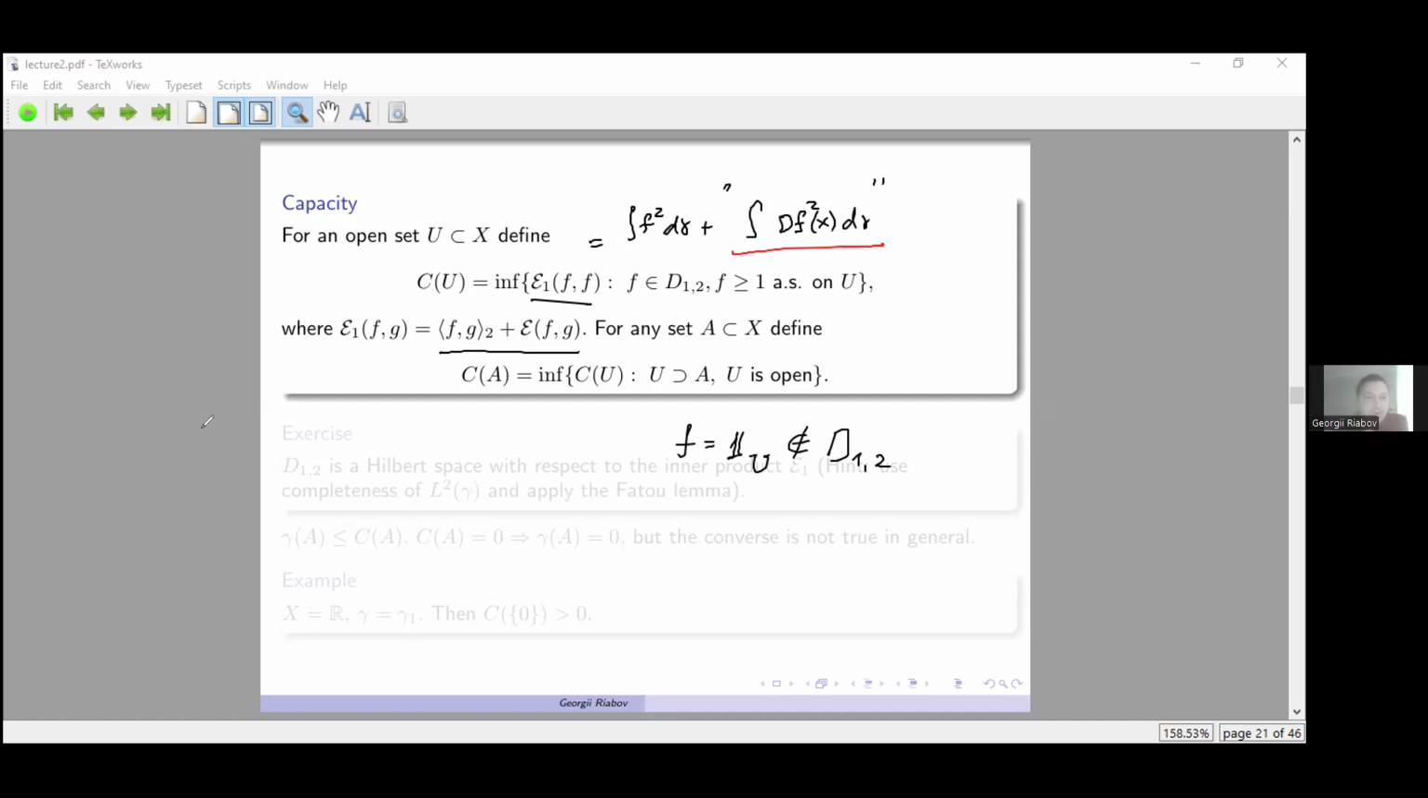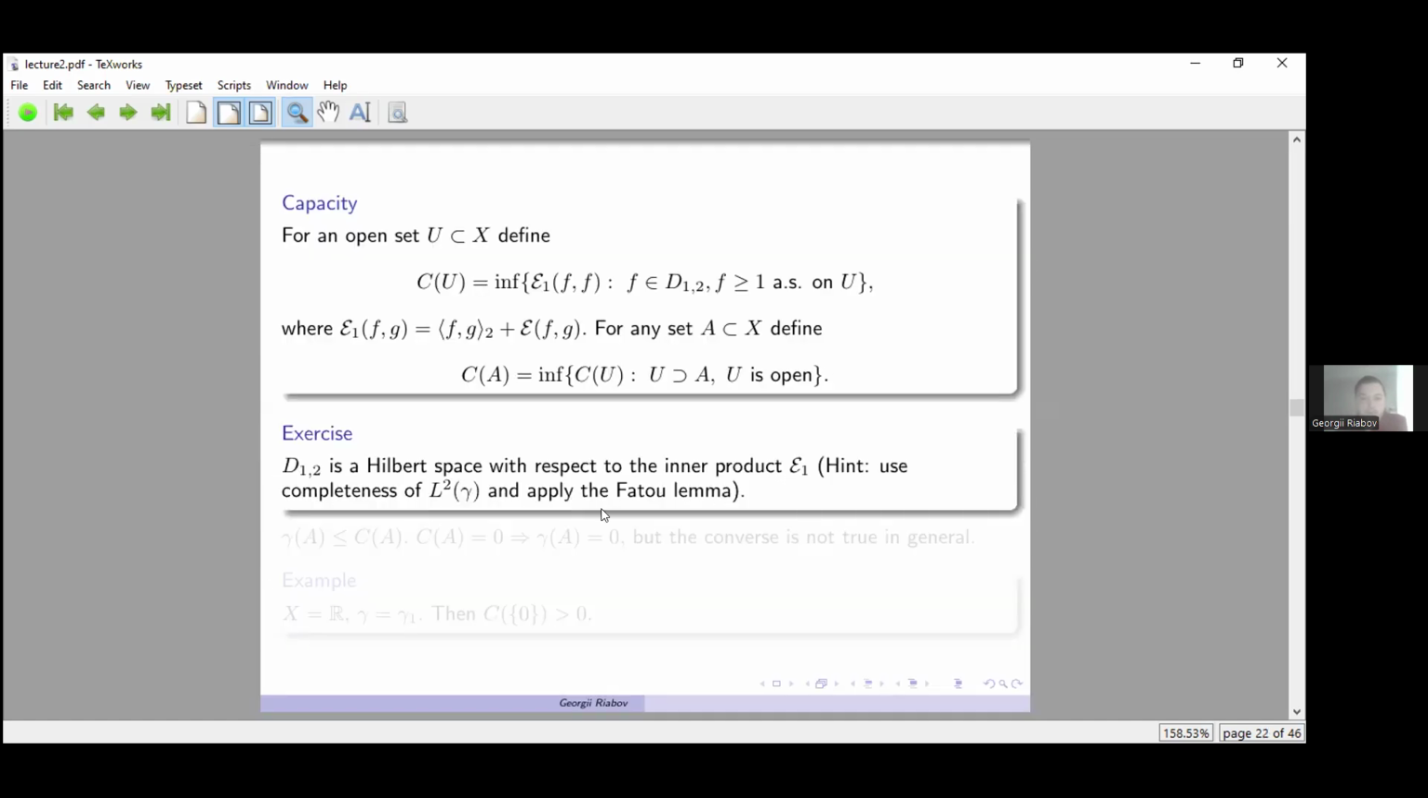Okay, and for an arbitrary set A, define the capacity of A as the infimum of capacities of open sets that contain A. It is not hard to show that the space D is a Hilbert space with respect to E1, which is actually an inner product on D. Okay, so I leave it as an exercise.